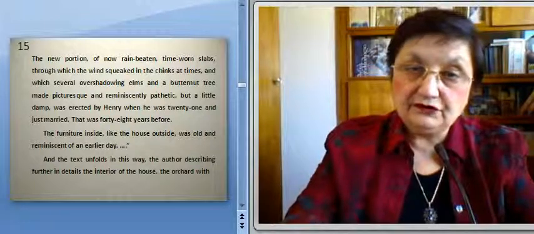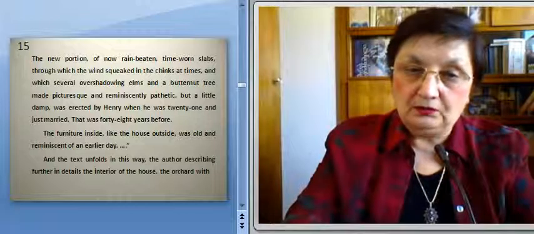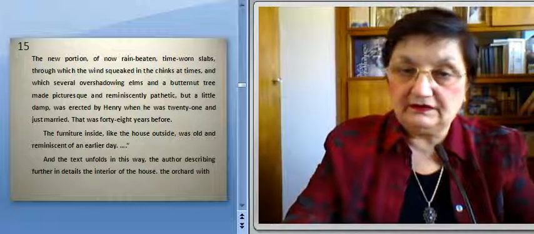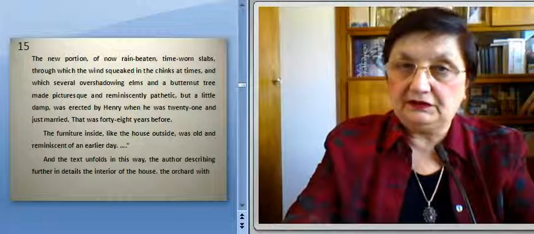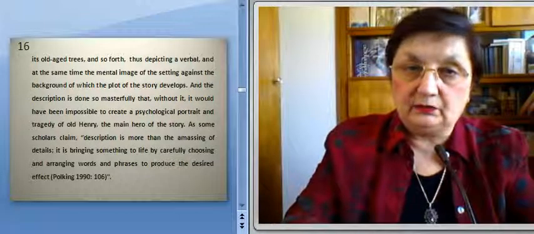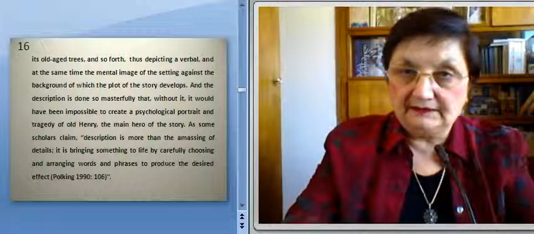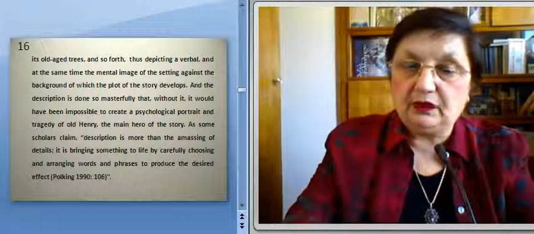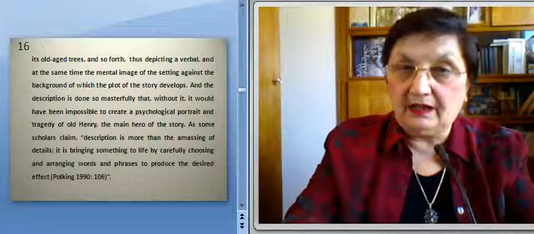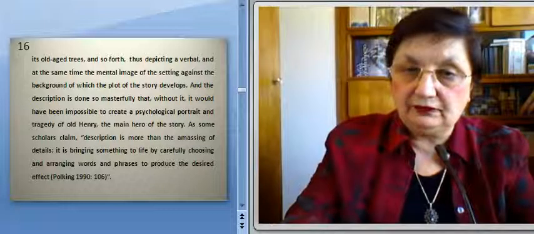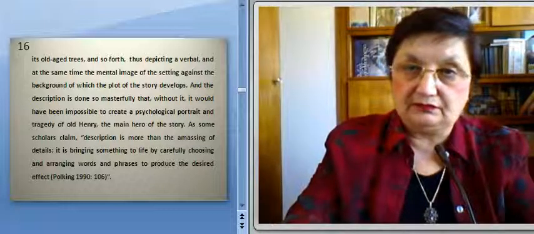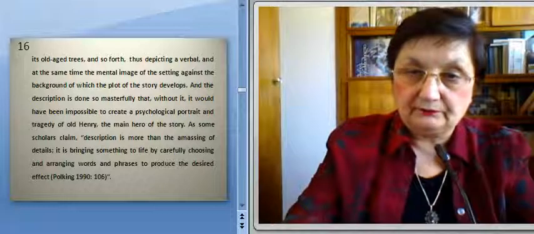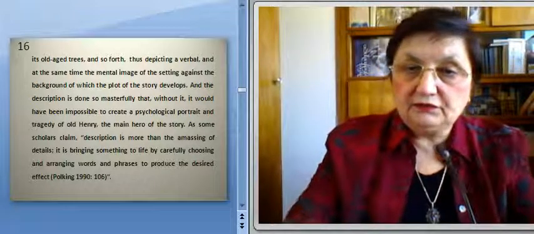And the text unfolds in this way, the author describing further in detail the interior of the house, the orchard with its old-aged trees, and so forth, thus depicting a verbal and at the same time mental image of the setting against the background of which the plot of the story develops. And the description is done so masterfully that without it, it would have been impossible to create a psychological portrait and tragedy of old Henry, the main hero of the story. As some scholars claim, description is more than the massing of details. It's bringing something to life by carefully choosing and arranging words and phrases to produce the desired effect.